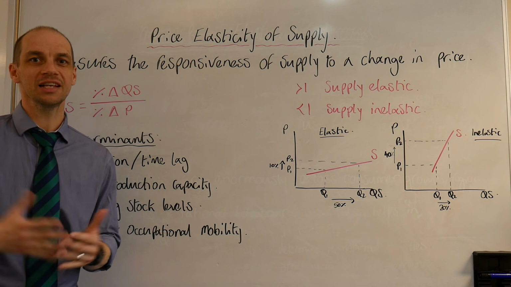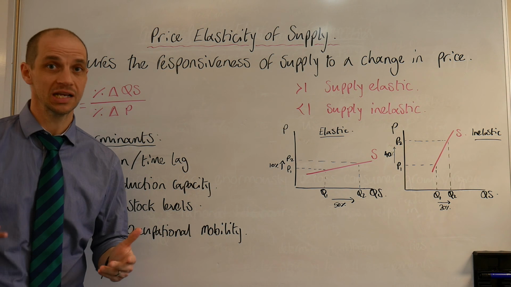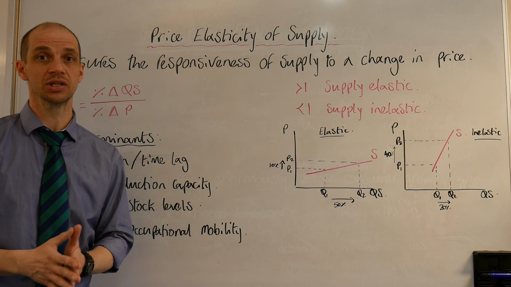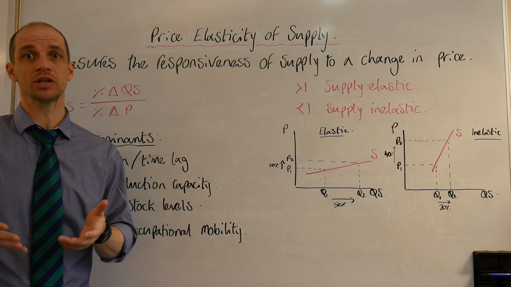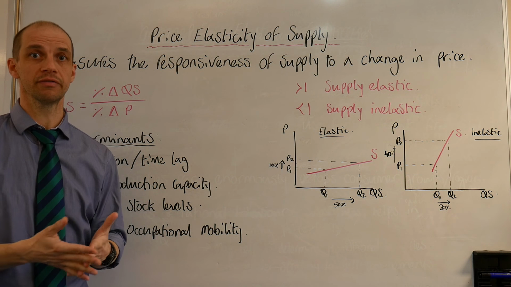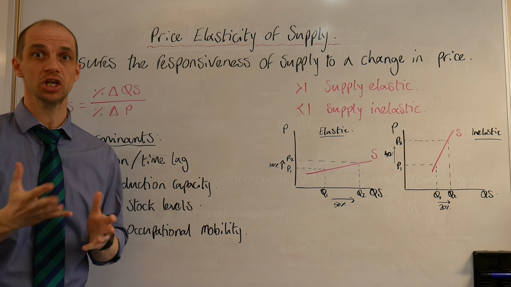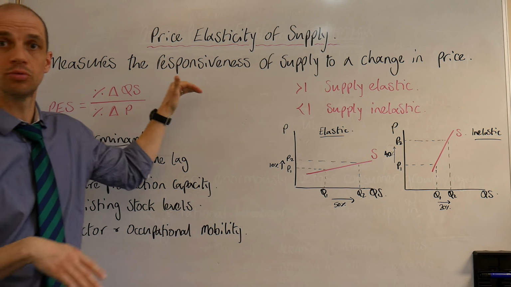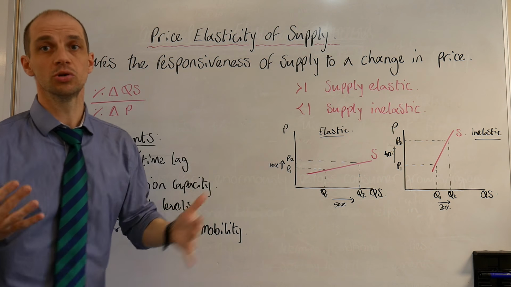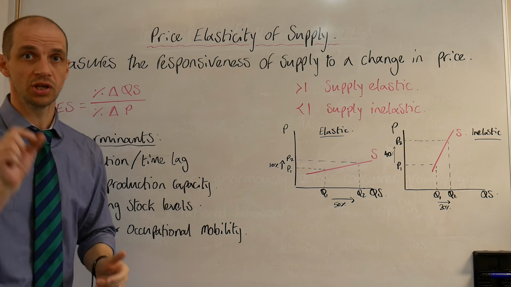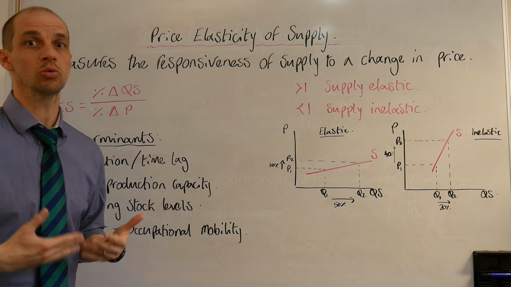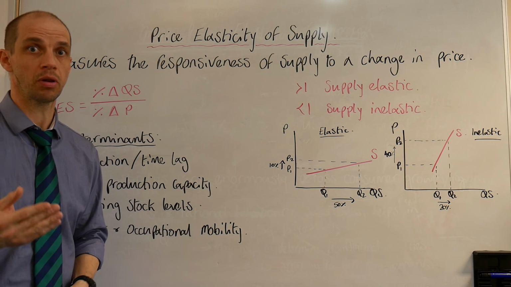Hi everyone, so let's now have a look at the price elasticity of supply. Now when it comes to the price elasticity of supply, we're really trying to understand how sensitive supply changes are to any change in the price level. And we can see this definition here, it measures the responsiveness of supply to a change in price. So as price changes, to what extent will businesses actually try to adjust their supply levels?